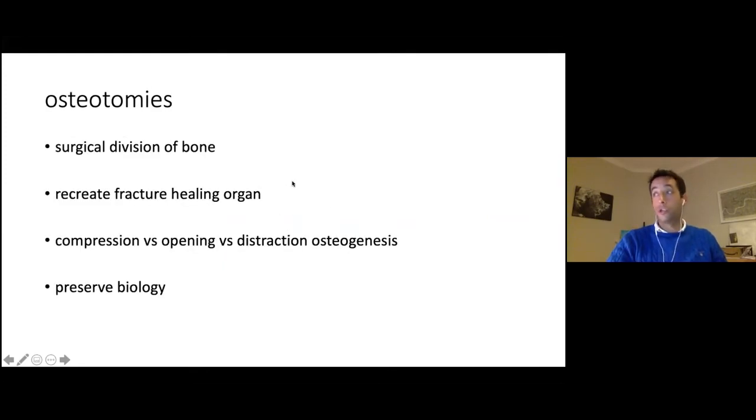And a note on osteotomies. This is a surgical division of the bone. The aim is to try and recreate and promote fracture healing, leading you lots of different ways. You can do compression osteotomies, you can do opening wedge, closing wedge, you can do distraction osteotomies. All of them need to preserve biology one way or the other in an ideal, especially so if you're going to be growing new bone in the gap.